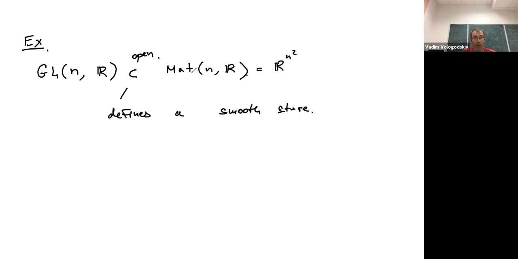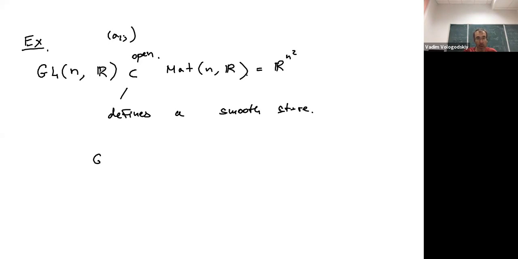So basically, here you have global coordinates, right? For every matrix, you can look at the entries of your matrix. These a_ij define functions, and altogether they identify the set with an open subset of R^(n squared). So this is a global chart. The smooth structure is just given by declaring that this map is a diffeomorphism.